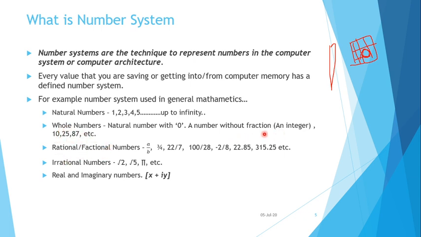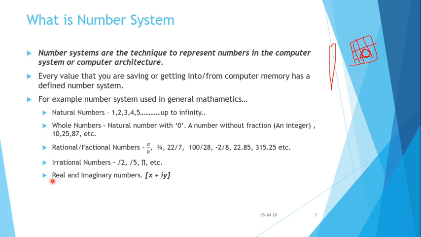Now another is rational or fractional number. Rational numbers means in terms of a by b, where a is numerator, b is denominator, right? So examples are 3 by 4, 22 by 7, 100 by 28, any number you can have. Both are natural numbers. You may have negative also. And then fractional numbers, these are float values, if you compare this with C programming language. Irrational numbers: root 2, root 5, pi, all these are irrational numbers, right?